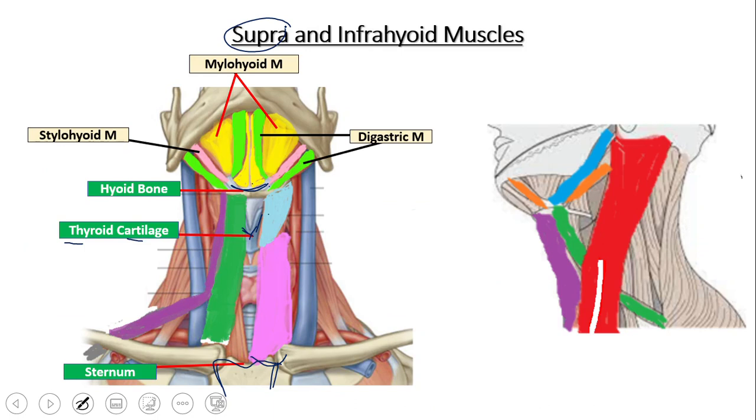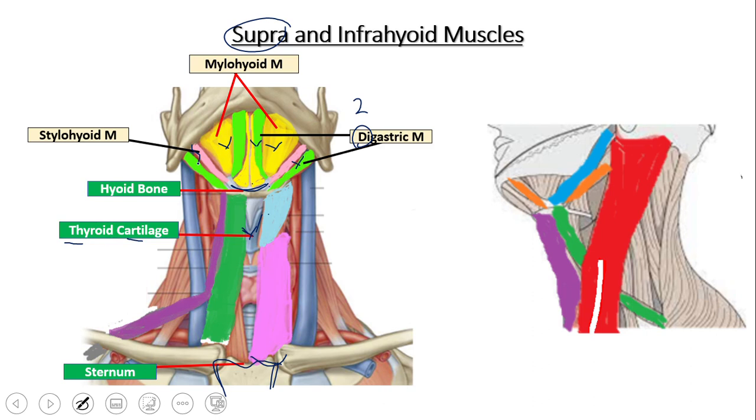The muscle in yellow color here is making the floor of the mouth, which is mylohyoid. Then the muscle that has two parts in green color is the digastric muscle. Di means two, so muscle with two bellies. Then this one in pink is the stylohyoid muscle. So those muscles are attached to the hyoid bone.